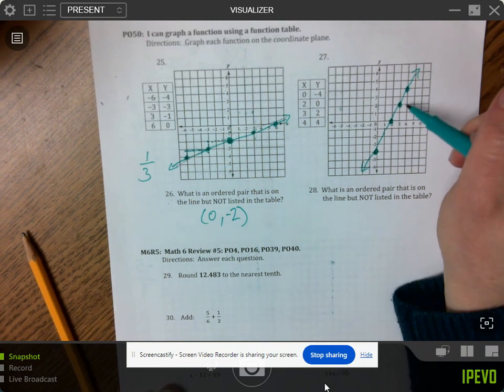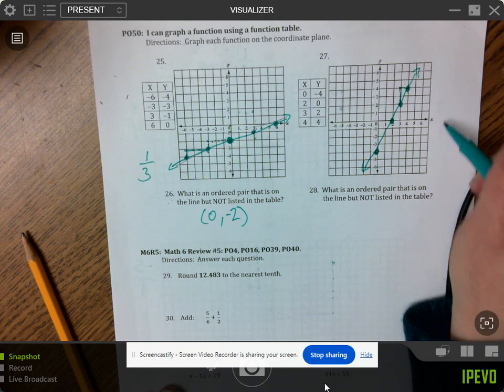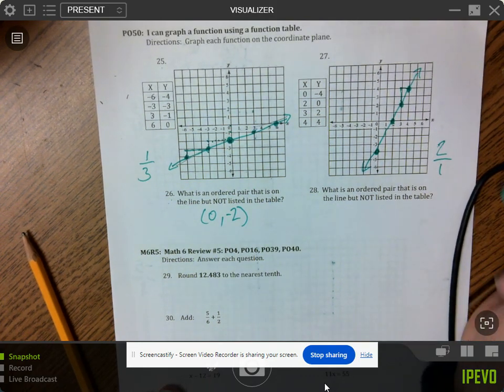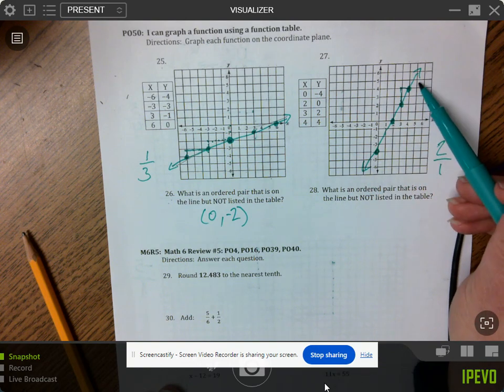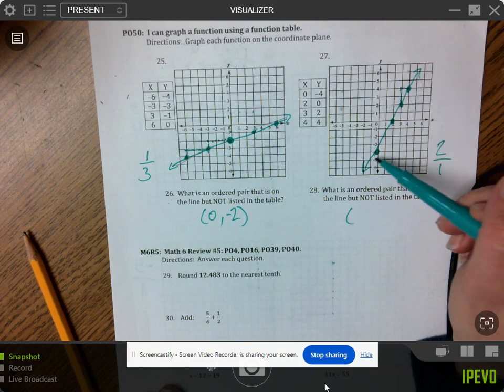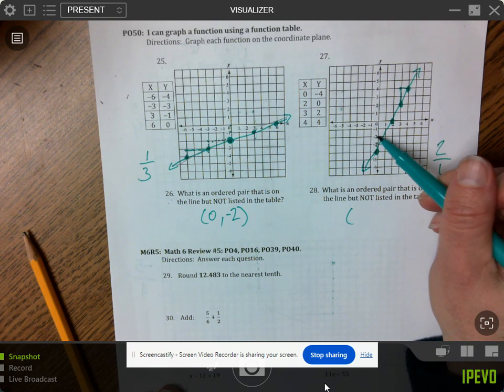I'm going to find my slope. I'm going to go up 2 over 1. So I went up 2, so it's positive, over 1. So this is my 27. 28 is a point that's in between two big gaps. So I could go up 2 over 1.